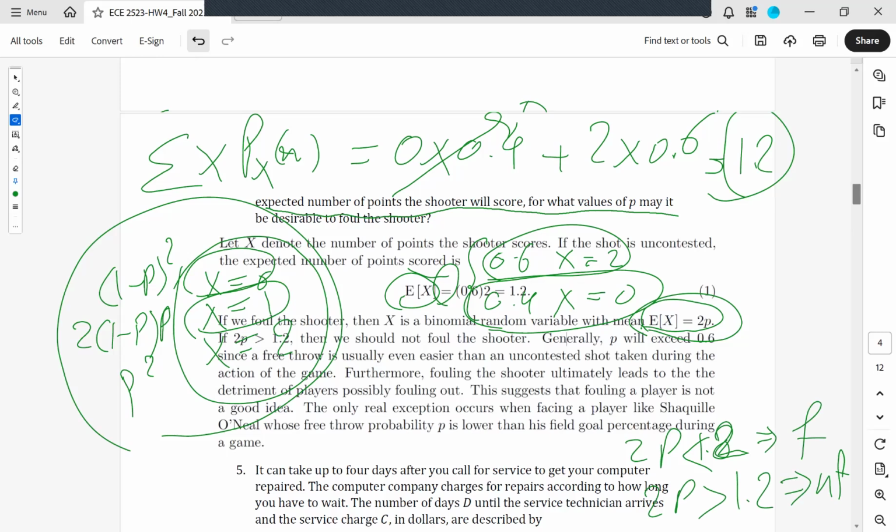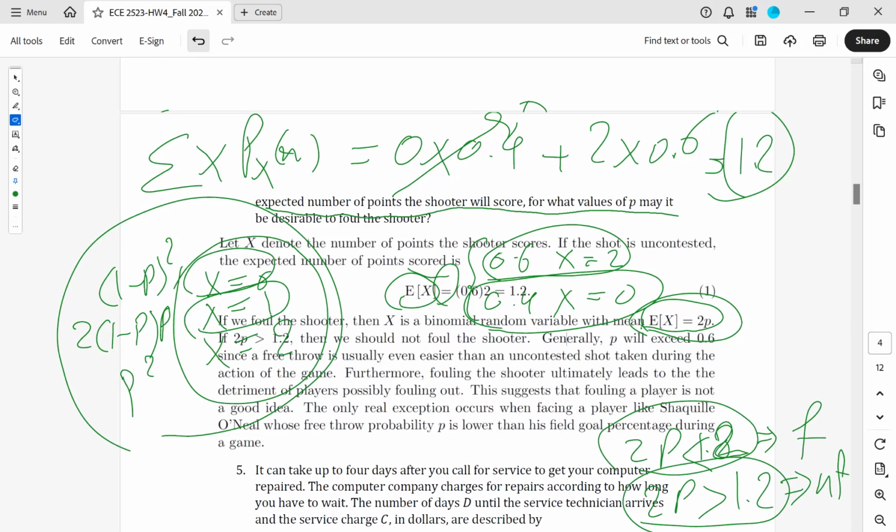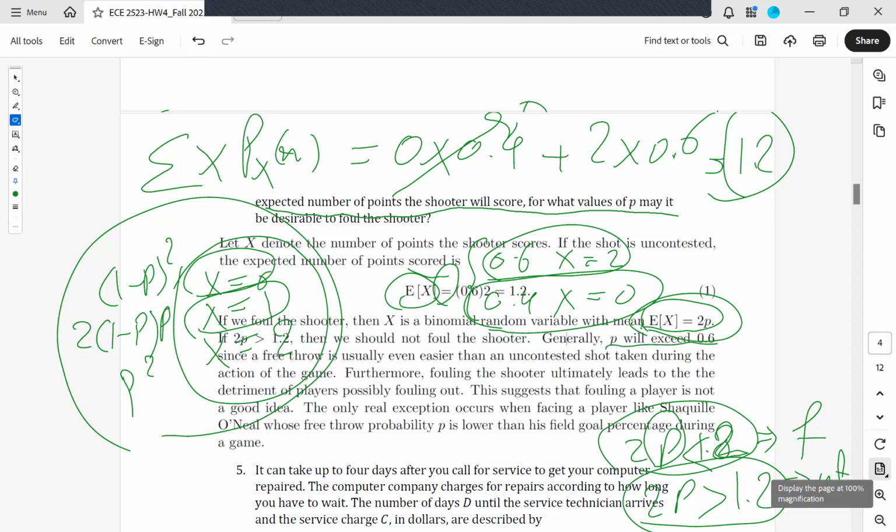Now, it's a very simple kind of analysis. You could calculate very simply the value of P. Based on this function that we found, if P exceeds 0.6, we should not foul the shooter, because then the probability of the player making 2 points is higher than when we let him shoot the 2-pointer. Is that clear?